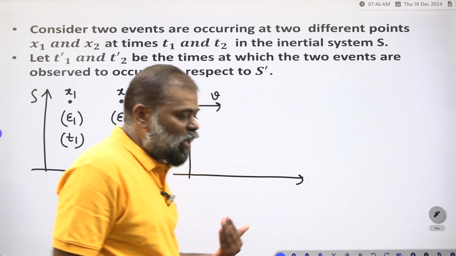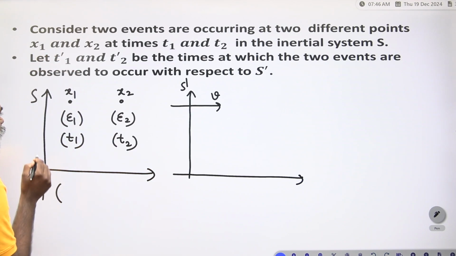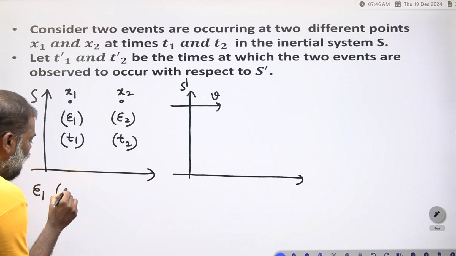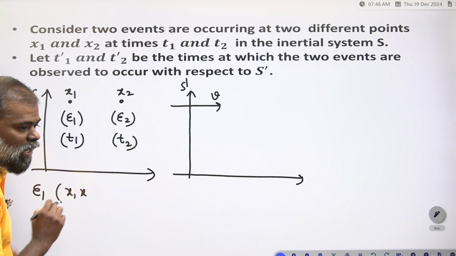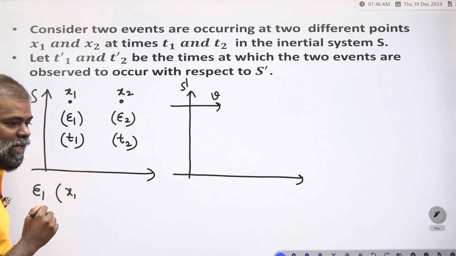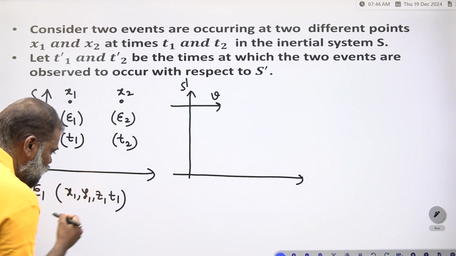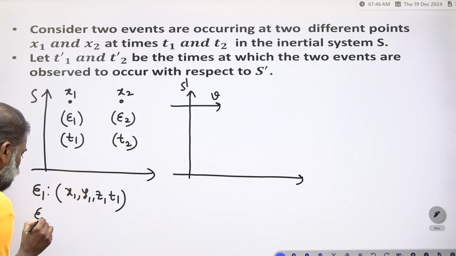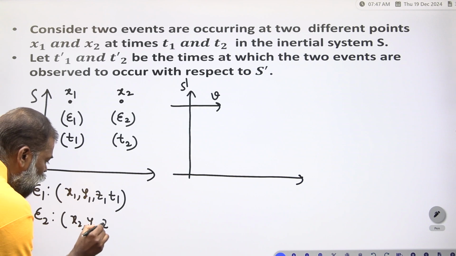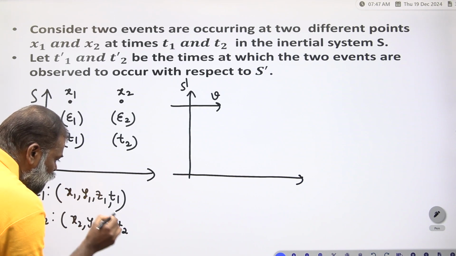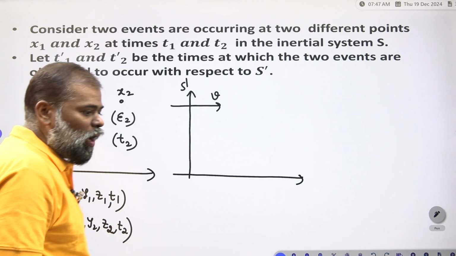With respect to the S frame, the event 1 coordinates we have to write are x1, y1, z1, t1. For event 2, what is that point? x2, y2, z2, t2. This is event 1 and event 2 that you have to take.